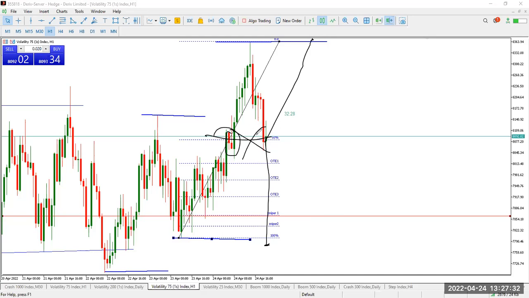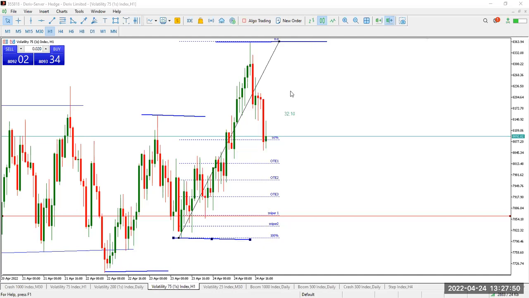Unless I see a demand zone that will make me trigger a trade here, and I'll put my stop loss below here. But as far as trading is concerned, here is not a discount price. Here is where the discount price is. So I'm buying low to take my profit high. That's it.